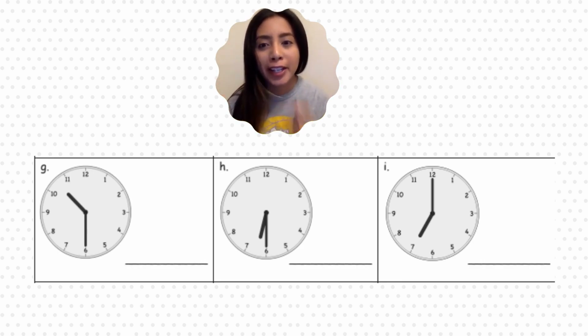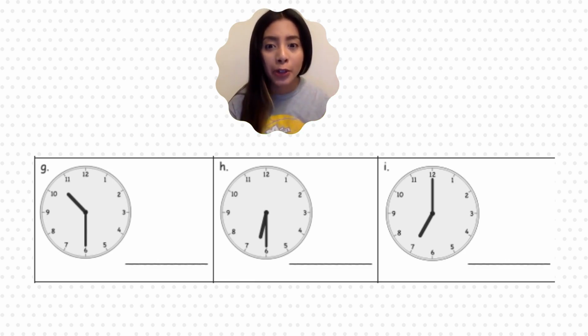Let's do letter H. Ooh, this one looks a little tricky. So let's start with our minute hand. I see the minute hand is on 6, which means we're at 30 minutes. And now the hour hand is a little bit past 6, but it is not 7 o'clock yet because we haven't reached 7. So it's 6:30. That clock is showing 6:30.